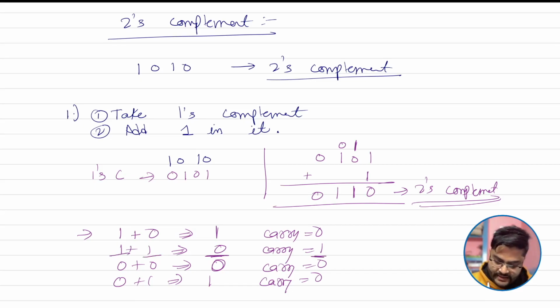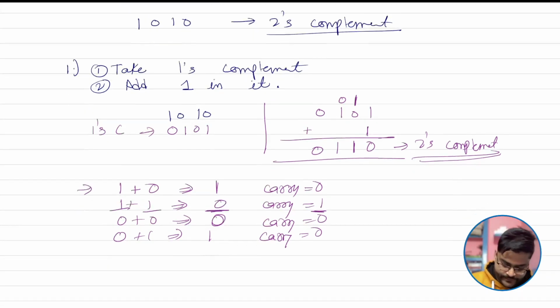So in this case we have 1 plus 1, this will be 0 and carry will be 1. Then 1 plus 0 will be 1 and carry will be 0. So 0 plus 1 will be 1, carry will be 0, 0 plus 0 will be 0. So this will be our 2's complement. So this is one way: take 1's complement and add 1 in it. That's how we take 2's complement. Now there is one more way.